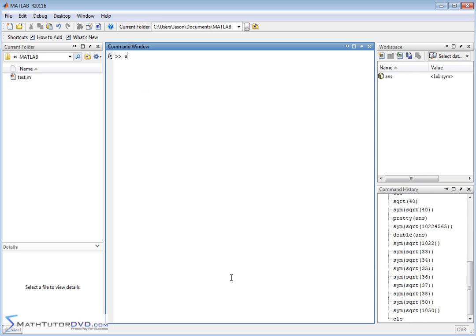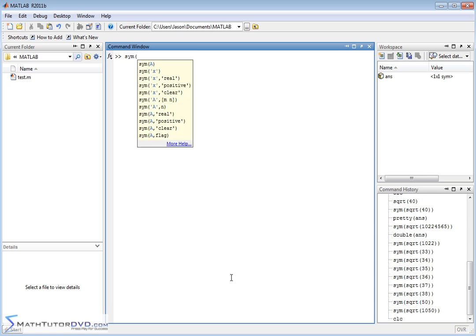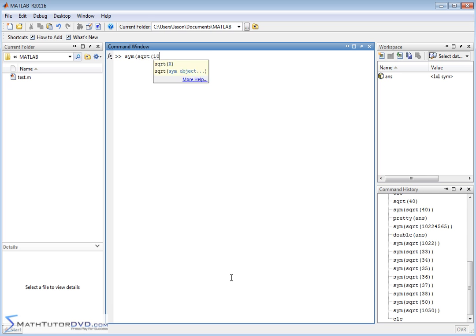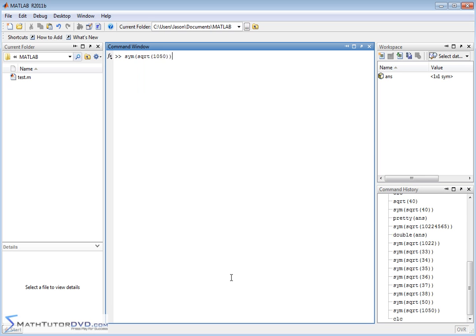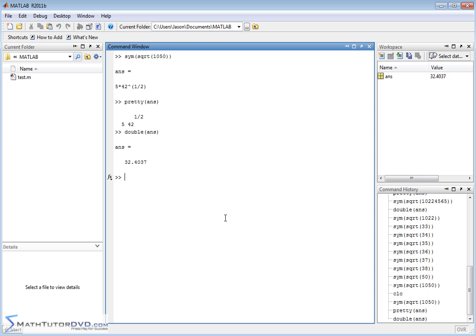What if we wanted to do, as another test, a symbolic representation of the square root of, let's say, 1050, something large. This is something that would take you a little while by hand to factor it all out, collect all the terms, and figure out what it all is. MATLAB quickly tells you it's 5 times 42 to the power of 1/2, so 5 times the square root of 42 is going to be that answer. And if you require that in decimal form, you can always just type double(answer). It converts whatever you want to a decimal. So the answer is 32.4037.